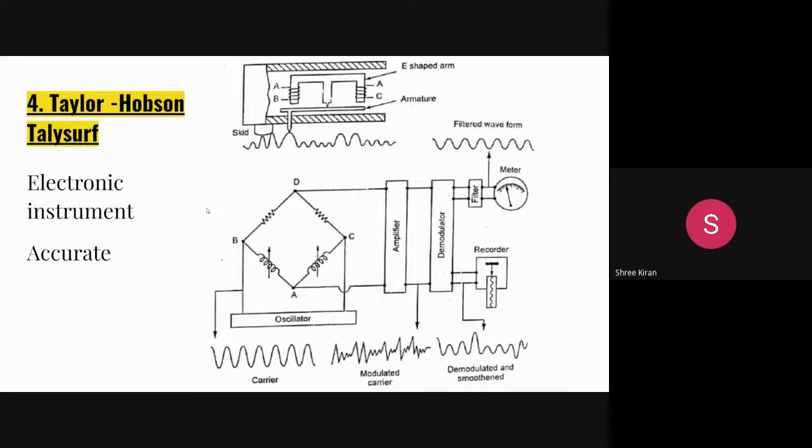Here we have an E-shaped armature, and a stylus, and we have a skid plate in order to measure the uneven surfaces and understand the difference. Then the signal is converted with the help of a resistor, a capacitor, an amplifier, a demodulator, a recorder, a filter and a meter. This electronic instrument is mainly used to provide very accurate and precise dimensions of the unevenness in the surface.